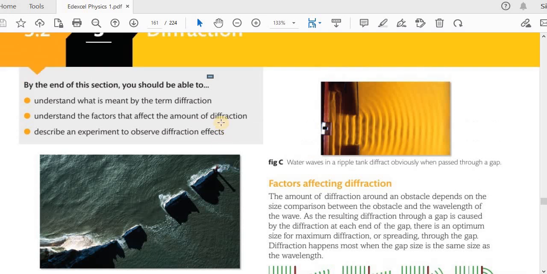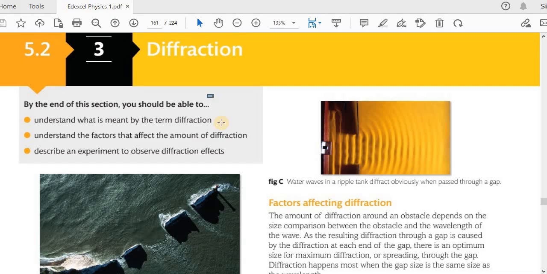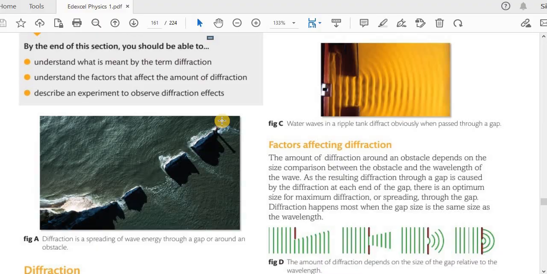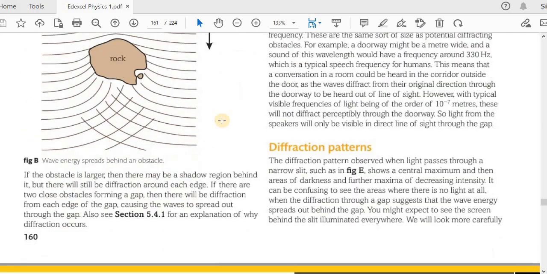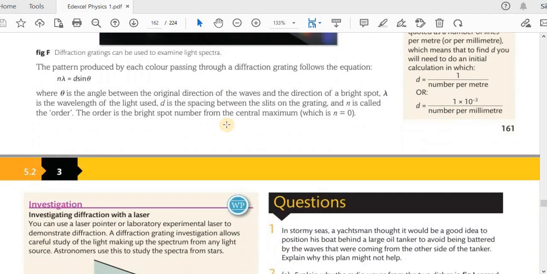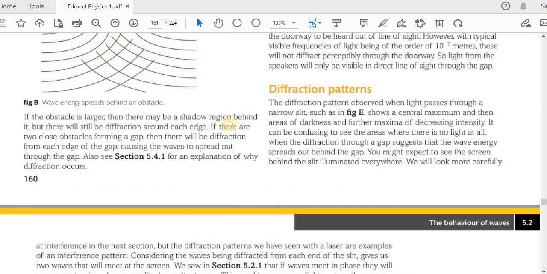In the O-level class or IGCSE classes also, you would have seen a ripple tank that is used to make waves in water, and with that you would have observed diffraction, interference and other experiments involving the ripple tank, where you can see the behavior of water waves.